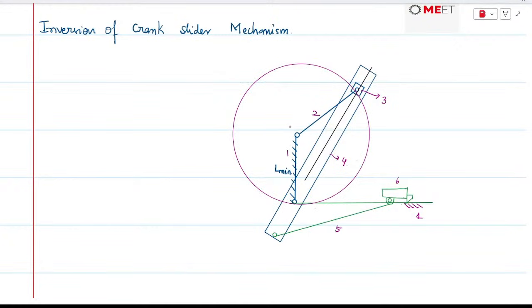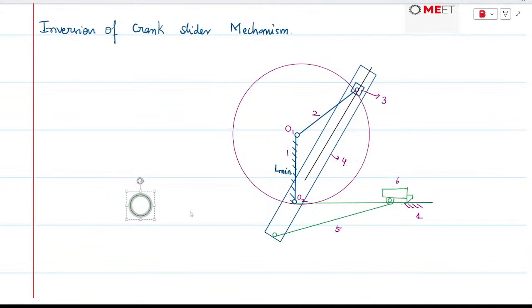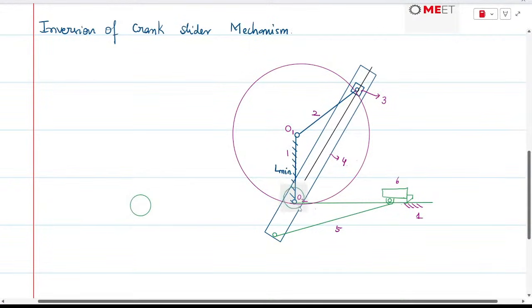So this will be the center of the circle. Let's call it O1, and this would be O2, and the link 4 will also be completing circular motion. So let me highlight it with a different color so that the two circles are presented from the different centers, and this is the radius.